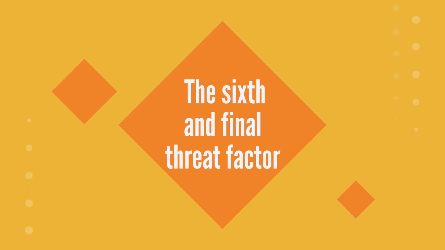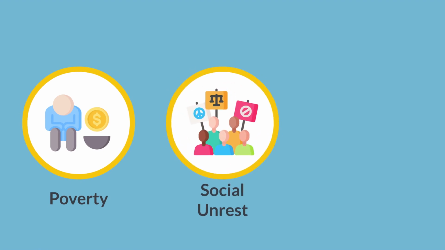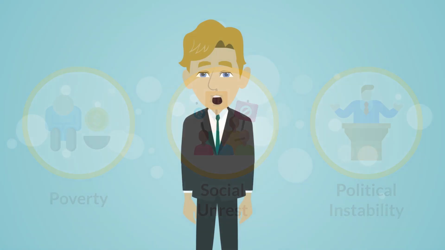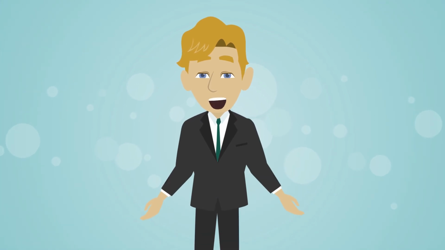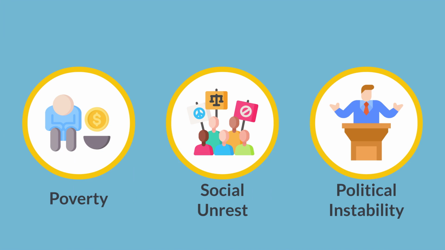The sixth and final threat factor is poverty, social unrest, and political instability. Any of these conditions may foster the development of previously mentioned threats, so it's important that they be identified and ranked.